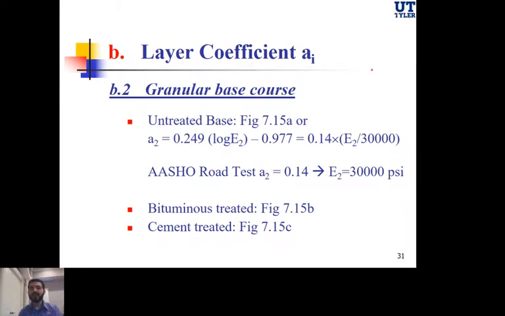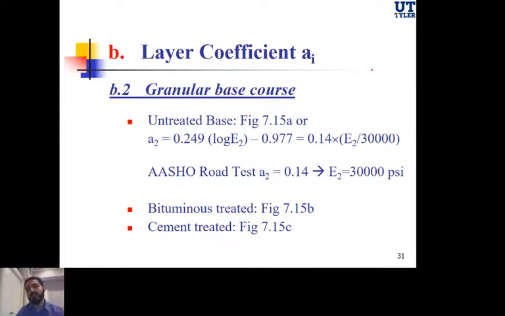For the second layer, the granular base course layer, if it's untreated base, what I mean by untreated, most of the time the second layer, the base layer, is basically crushed aggregates, and we crush it, compact it very well, especially if the aggregates are very strong. If the aggregates are not strong, we treat it. What does that mean? We add bitumen, we add asphalt, liquid asphalt to strengthen the base layer, or sometimes we add cement treatment, or sometimes we add lime. So if nothing was added to the base, we call it untreated base.